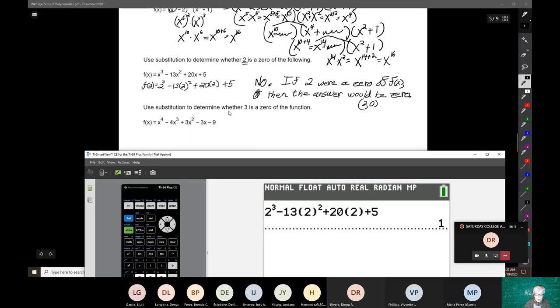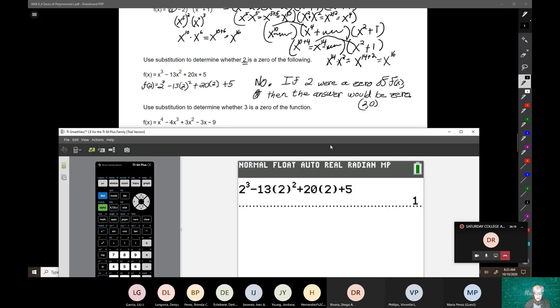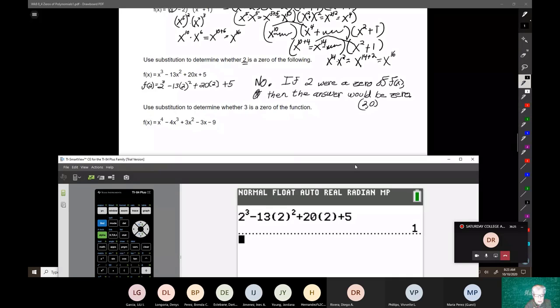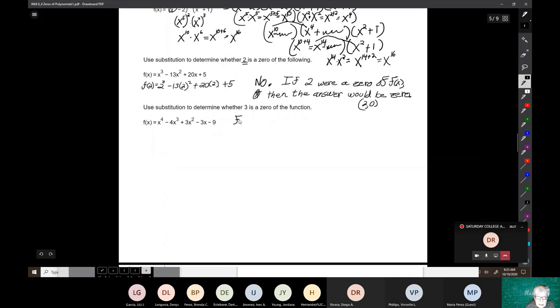Use substitution to determine whether 3 is a 0 of the function. I sure hope this one is, just so you can see. Okay, so here's what I'm going to do. I want to write it out first. f of x equals 3 to the fourth power minus 4 times 3 to the third power plus 3 times 3 minus 9.